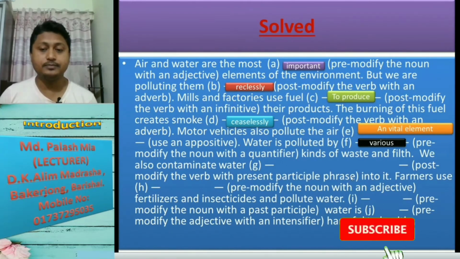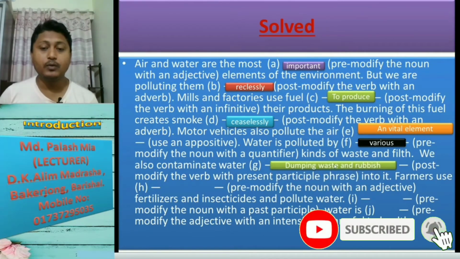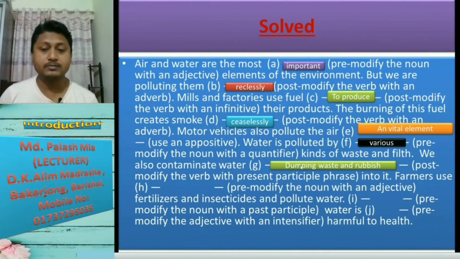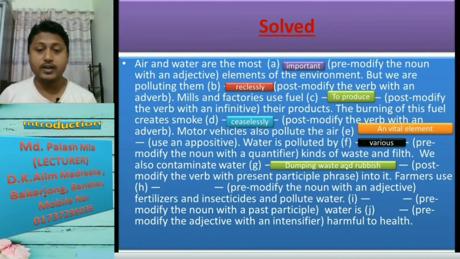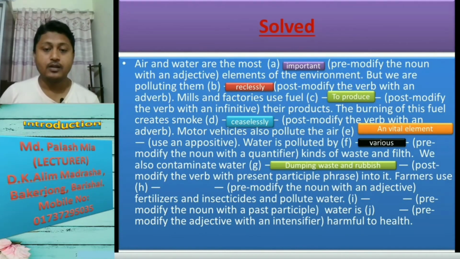Okay, we see: dumping waste and rubbish. Dumping is the present participle, and the phrase, I mean, I can use a word or words to make up a phrase. Here, dumping waste and rubbish. So we also contaminate water, dumping waste and rubbish into it.